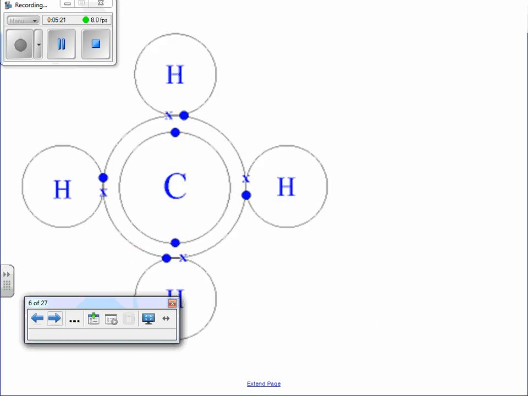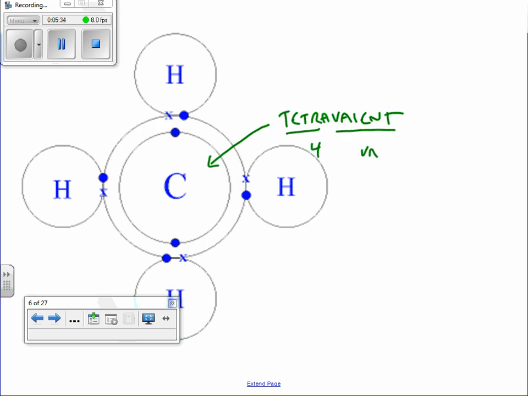This is methane. What you need to understand about methane, or carbon more specifically, is carbon is tetravalent. Tetra meaning 4, valent meaning valence electrons. Wow, can spell on the smartboard? Yes, I can. All right, so valence electrons. The interior ones are not valence. Valence means outer shell. So the farthest out shell for carbon are these out here.